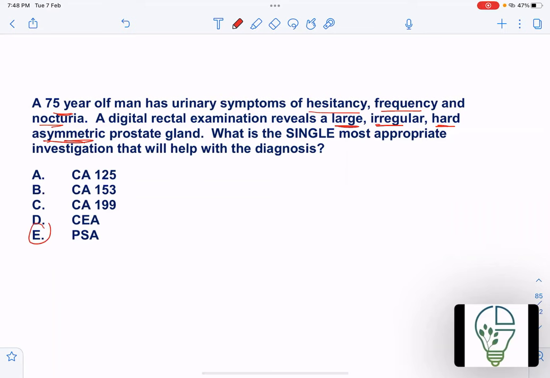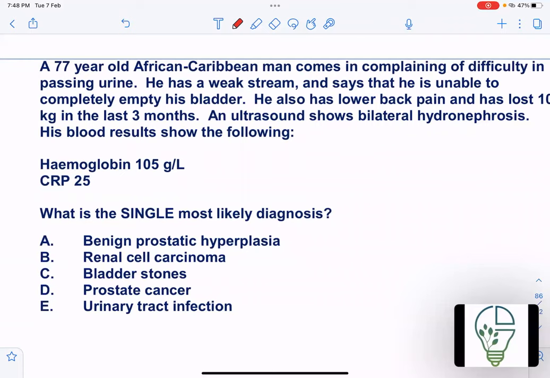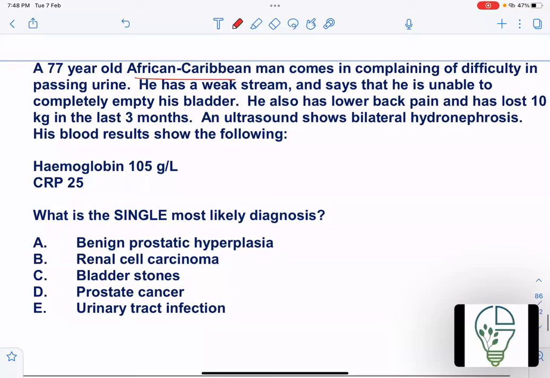The third question is, a 77-year-old African-American male comes complaining of difficulty in passing urine. We already know that this is more indicative towards something with the prostate. He has a weak stream, so he's unable to completely empty his bladder. So till here, your differentials are either prostate cancer or BPH because he's an elderly male having difficulty passing urine. Now comes the second bit, where we go with lower back pain, lost 10 kgs unintentionally over the last 3 months.